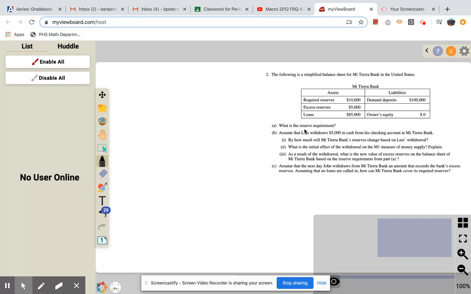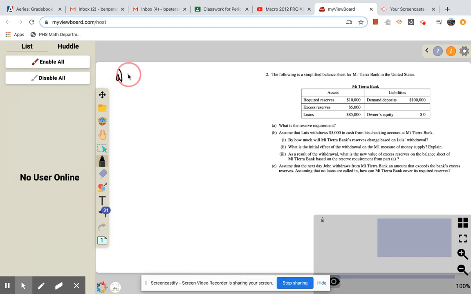Okay, so again, the reserve requirement is how much the bank is required to keep in reserves in the bank that they can't loan out. We can see here that the demand deposits, basically what's in checking, is $100,000, and the required reserve currently is $10,000. Excess is just basically the money that they could loan out that they haven't loaned out yet for whatever reason. So they're required to hold on to 10 of the $100,000. So first question, pretty straightforward. What is the reserve requirement?